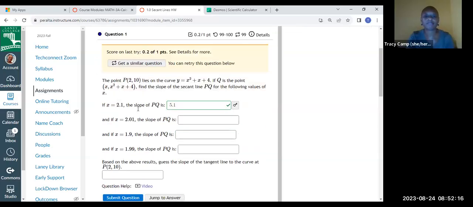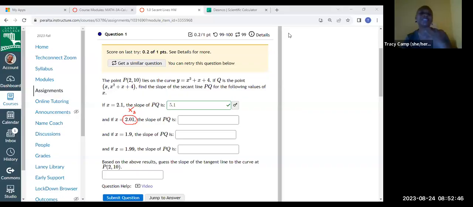So like for the second part where it says x is 2.01, then this would now be your x2. And then you would plug this in to find out what your y2 is and so on. But there is a shortcut you can use thanks to technology. So you don't have to use a shortcut, but you can.